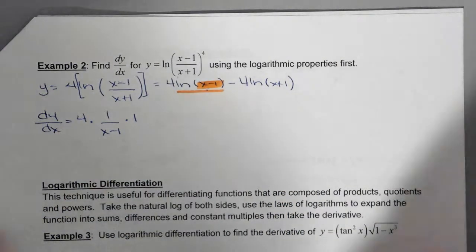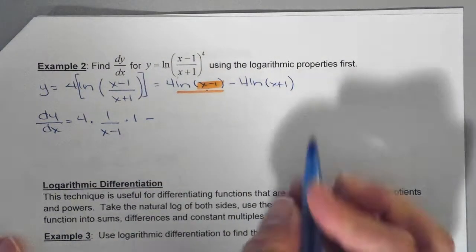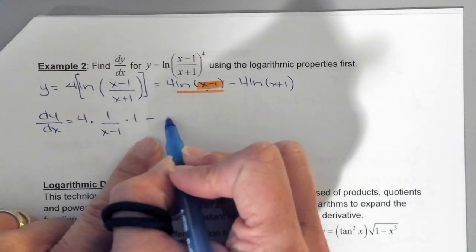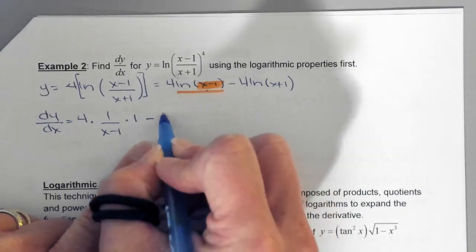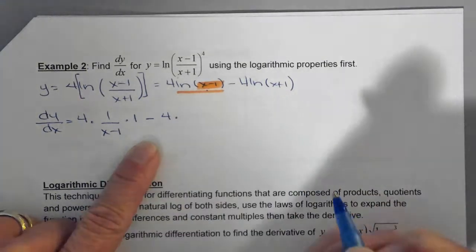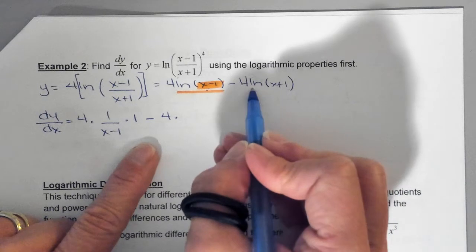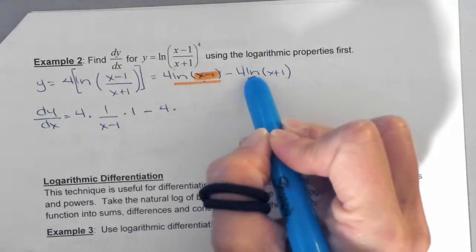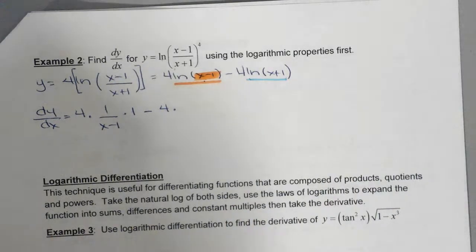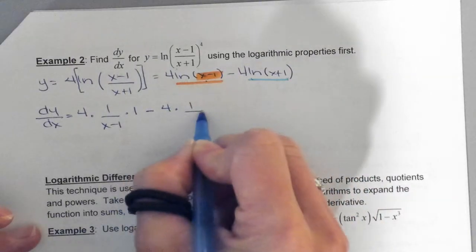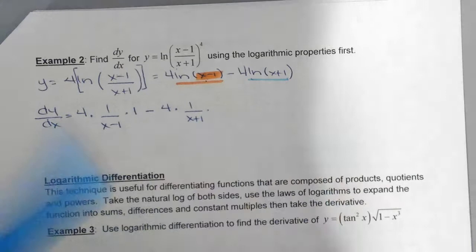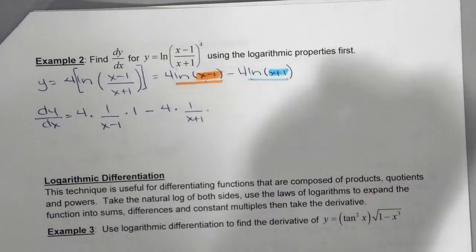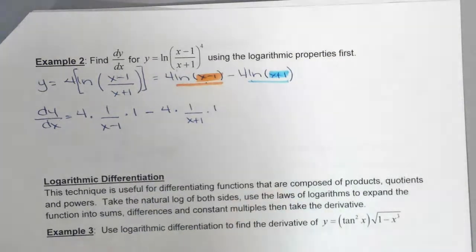Okay? Then it's minus, someone tell me the derivative, each part. So do I leave the 4? Yes, I leave the 4, just like before. Times, what's the derivative of this part? What's the derivative of what I underline in blue? Nice, 1 over x plus 1 times, now what I highlighted in blue. Yes, 1.